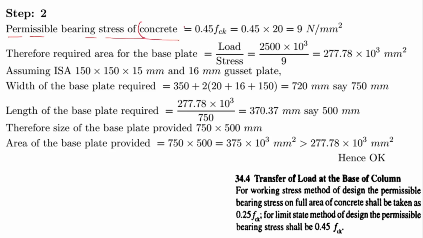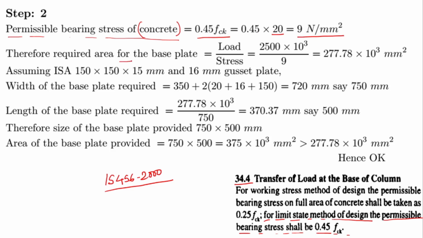In step 2, we have to first calculate the permissible bearing stress of concrete. As we have to discuss concrete, we take help of the Indian Standard Code IS 456 2000, which deals with plain and reinforced cement concrete. In clause 34.4 of IS 456, for the limit state method of design, the permissible bearing stress will be 0.45 fck. Here fck is 20, so the permissible bearing stress is calculated as 9 Newton per mm square.